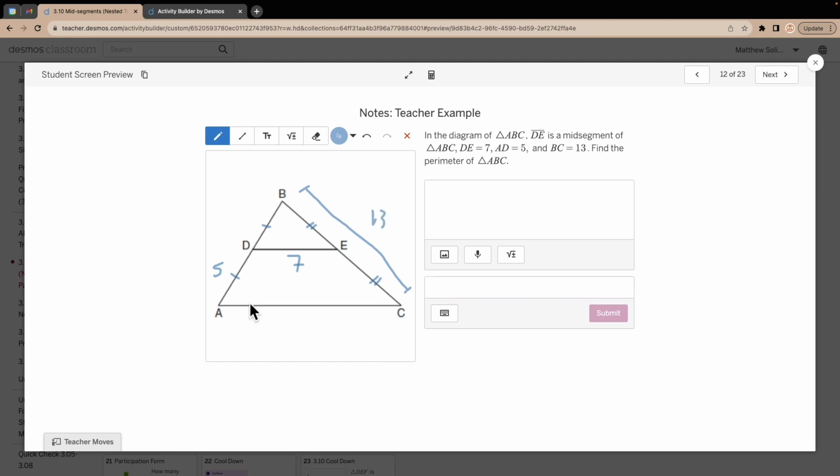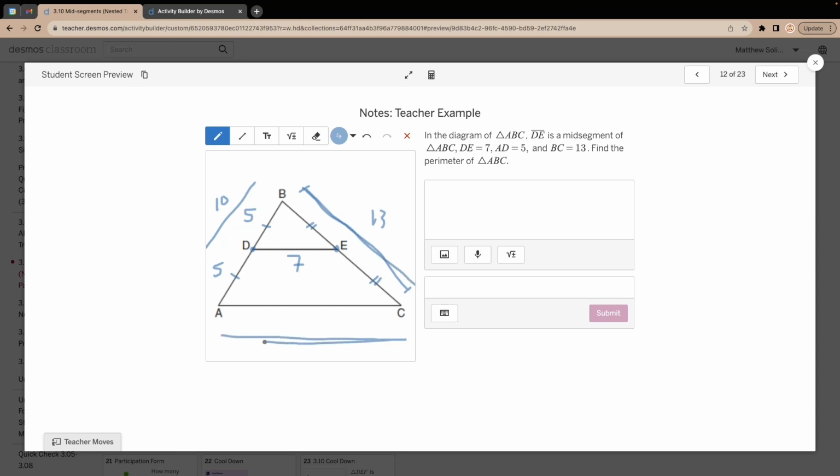So I got to find all three sides. Well, right away, I know this side is 5. So this side has got to be 5, right? Because that's the midpoint of that side. E's the midpoint of the right side. All right, so I got this whole side is 10. This whole side is 13.